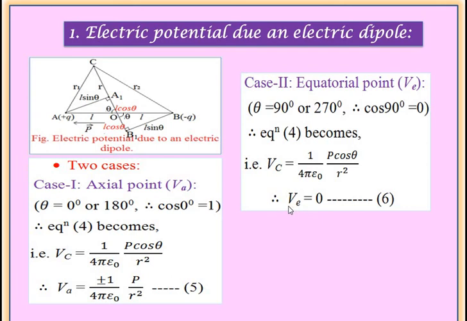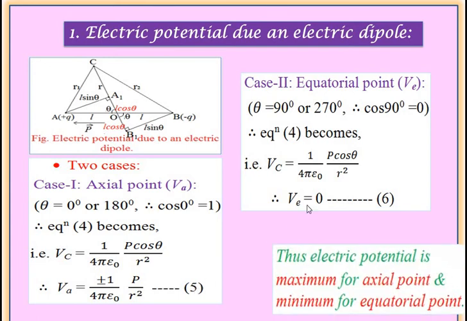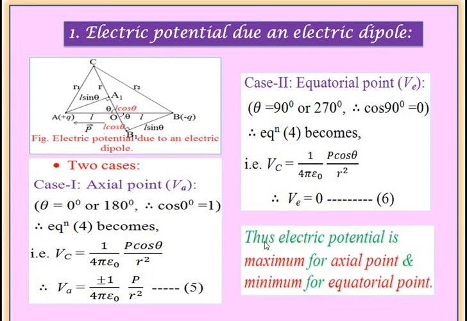So we get VE, E for the equatorial point. If point C is along the equator of a dipole, then the potential at the equatorial point VE is equal to 0. From equations 5 and 6, we can write that the electric potential is maximum for the axial point and the electric potential is minimum for the equatorial point.